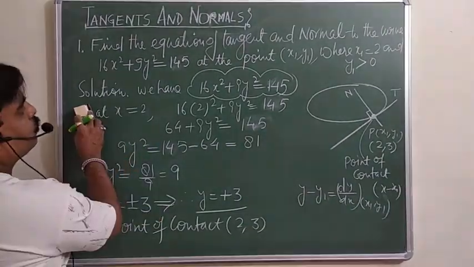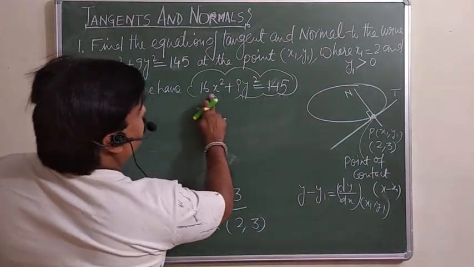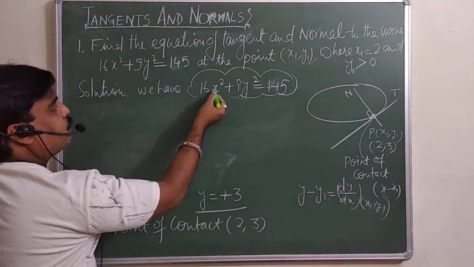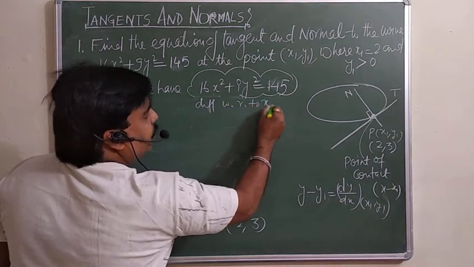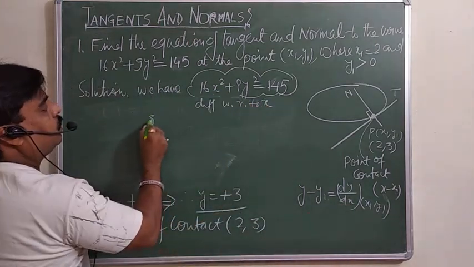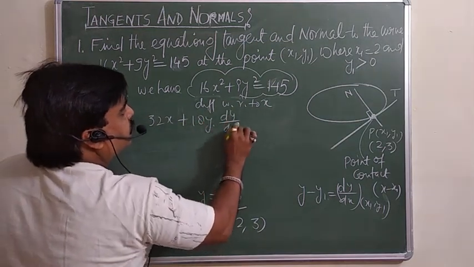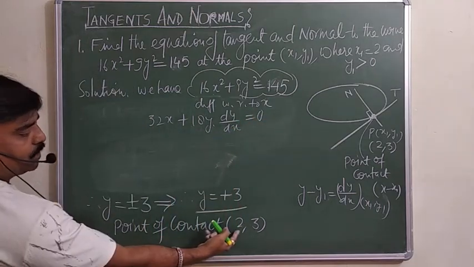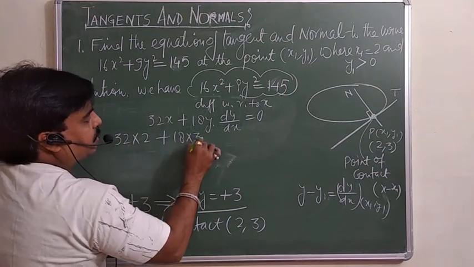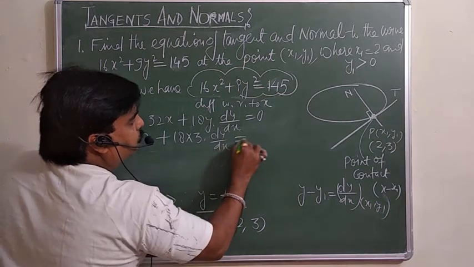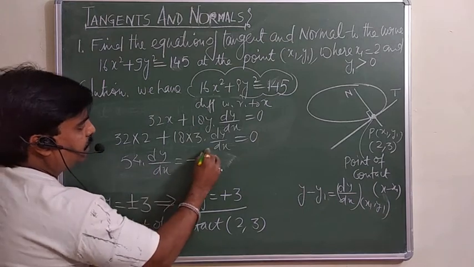So look here now. I'm going to find the derivative of this with respect to x. Differentiate with respect to x to find dy over dx. So this is 32x plus 18y into dy over dx is equal to 0. Now x is 2 and y is 3, you can put them here. So 32 into 2 plus 18 into 3 into dy over dx is equal to 0. So here you will get 54 into dy over dx is equal to minus 64.